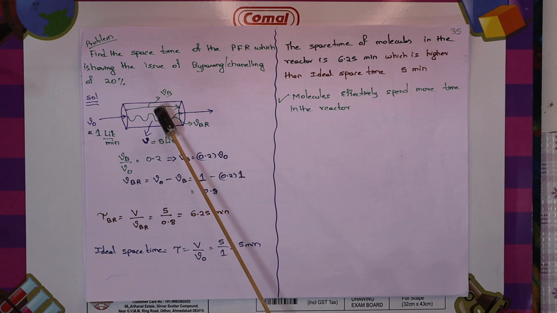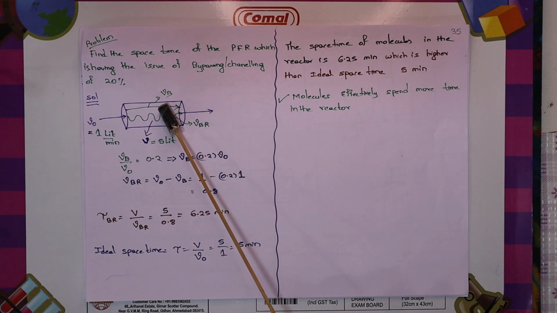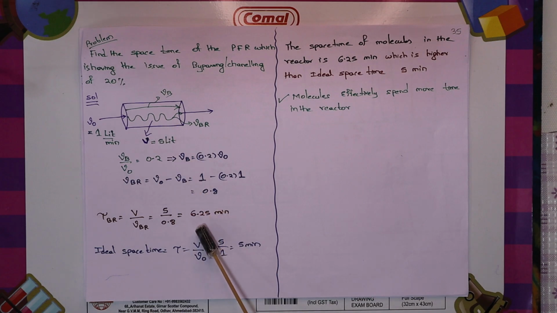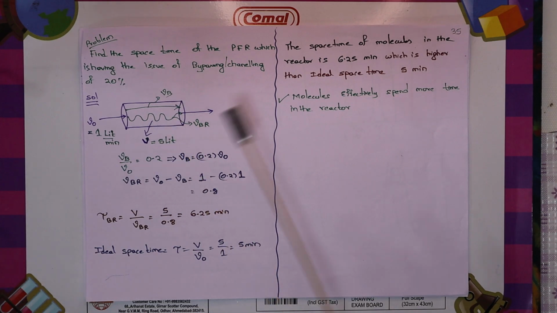Okay, if this reactor behaved ideally, what would the space time be? Space time tau equals volume by volumetric flow rate, which is 5 by 1, equal to 5 minutes. Now you compare. If the reactor had behaved ideally, the space time would be 5 minutes. Because this reactor is behaving non-ideally, the space time because of the bypassing is 6.25 minutes. That means because of the bypassing issue, the effective space time in the reactor has increased. Molecules effectively spend more time in the reactor because of the bypassing.